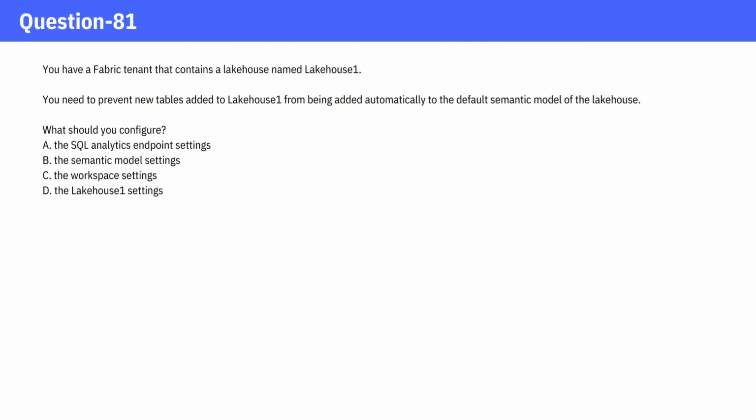Question 81. You have a Fabric tenant that contains a Lakehouse named Lakehouse 1. You need to prevent new tables added to Lakehouse 1 from being added automatically to the default semantic model of the Lakehouse. What should you configure? A. The SQL Analytics endpoint settings. B. The semantic model settings. C.